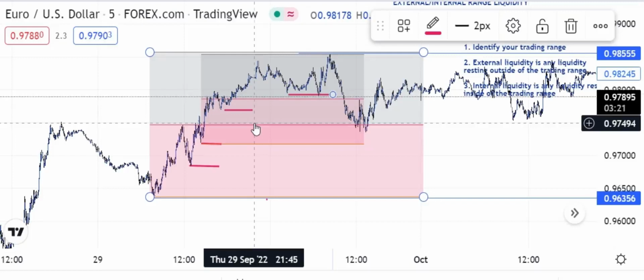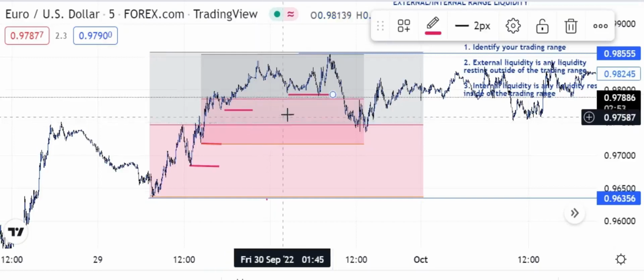So do not mark your OB on internal liquidity. Any OB sitting on internal liquidity will be taken out. So what do you do with your internal liquidity? Well, if you want to trade from internal liquidity, you can do that by scalping. Maybe you are looking for about a 5 pips profit, a 5 pips target. That's one thing I want you to understand.